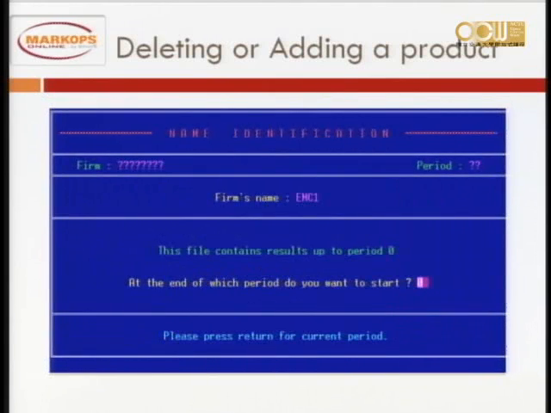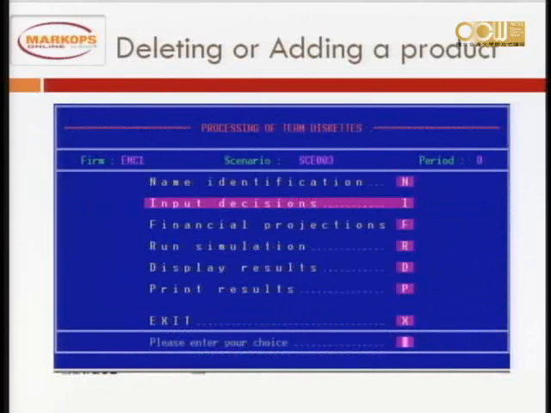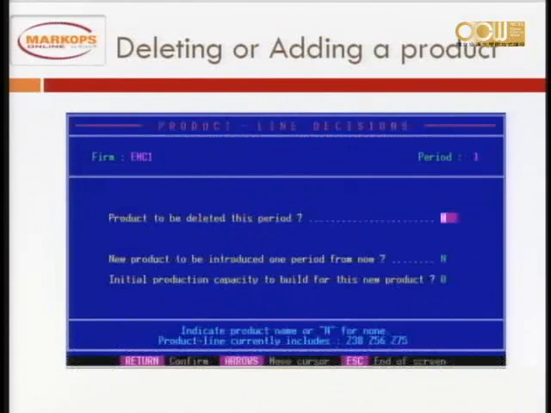I will show you the figure later, all right? So when you enter the game, there's the file content result up to period 0, at the end of which period you only want to start, okay, 0. So this is your game 1. I will show that later. And then if you create the input file there, here, product to be deleted, you say no. If you click on here, they show Z3856. You just type, I don't want Z38. Type Z38 here, and the computer will delete it for you. Now, new product to be introduced. I will show that later, all right? How to do that and how to do the unit here.